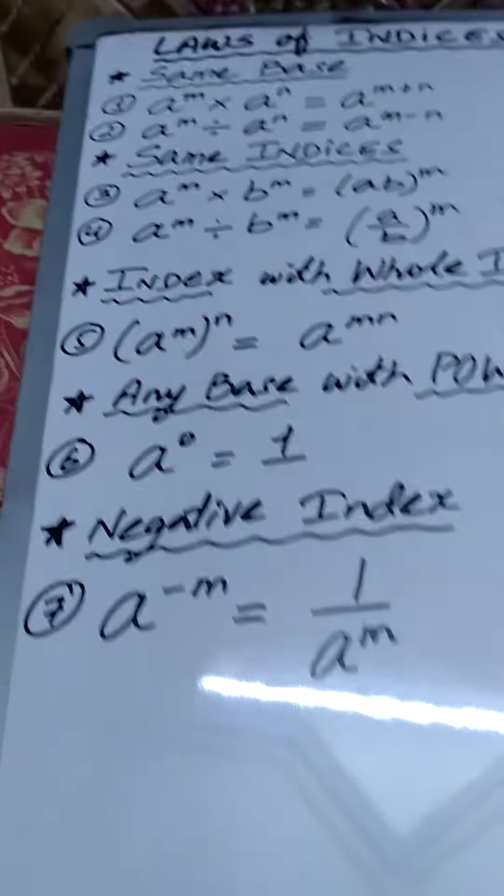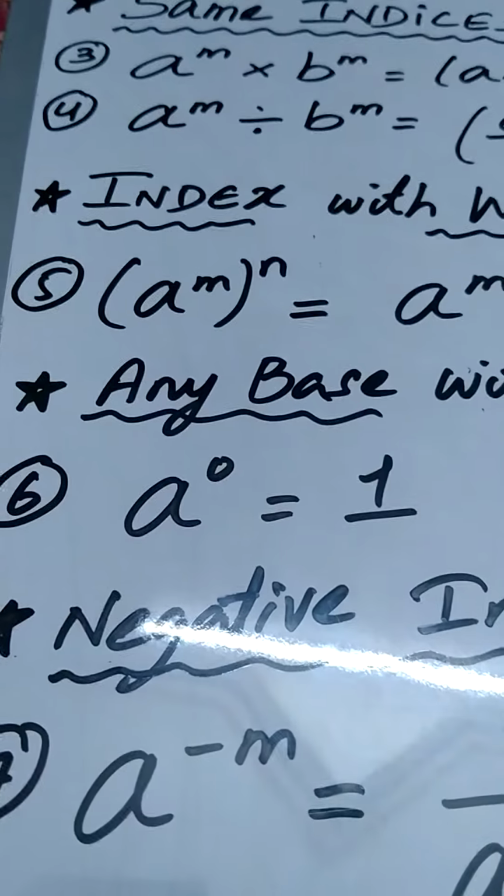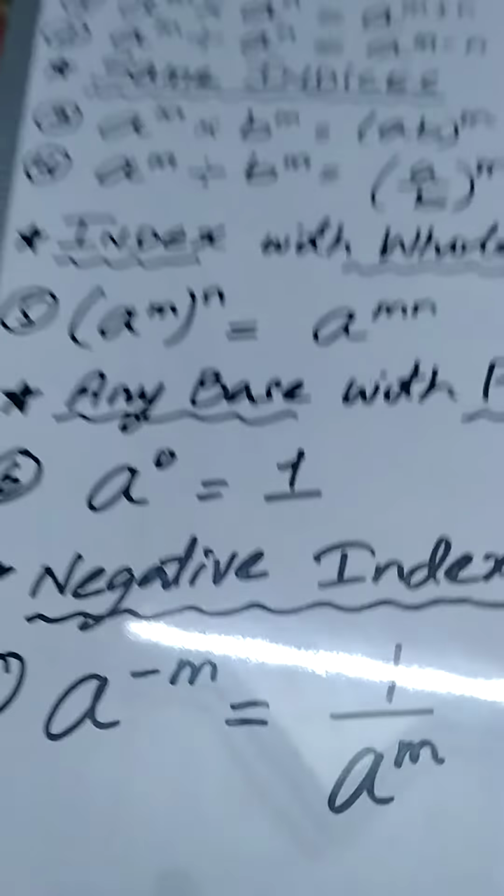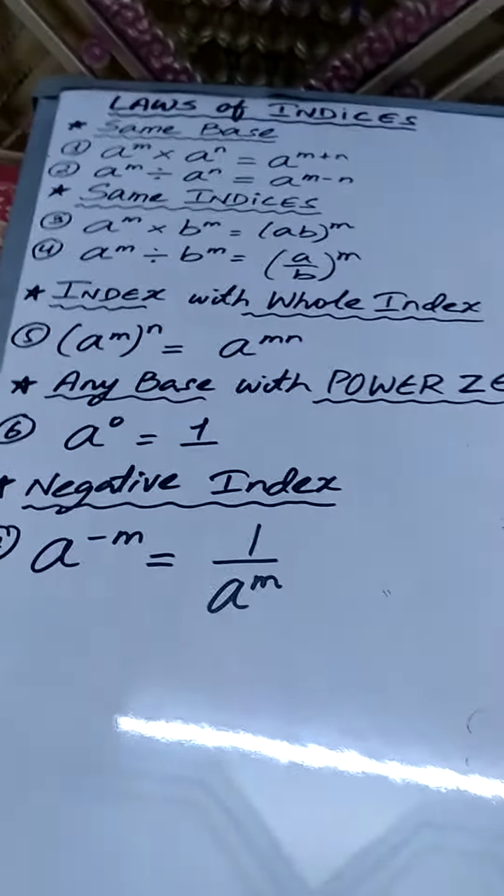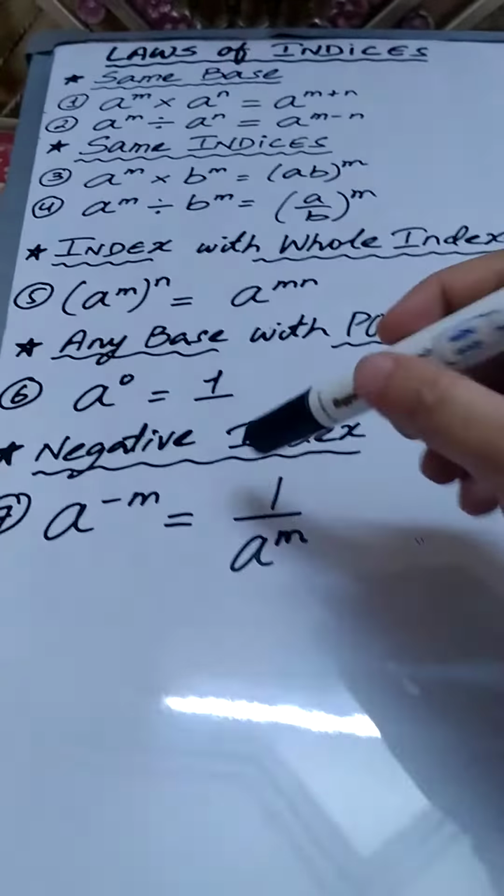So guys, this is the sixth law. Any base with power 0, whether it's a power 0, it is equal to 1. Whether it's minus 25 power 0, any base with power 0 is always equal to 1. This is the easiest law.